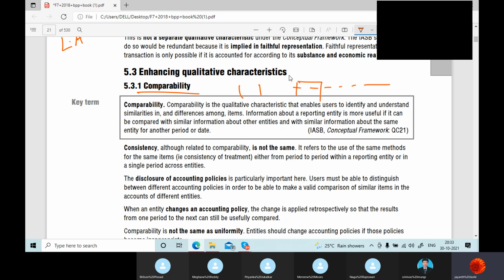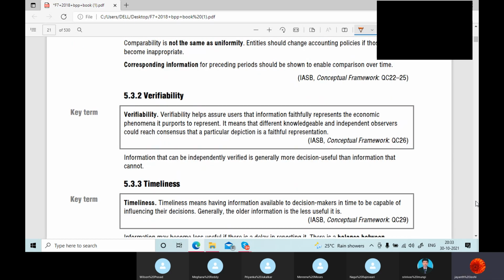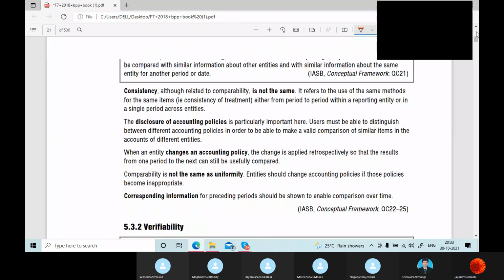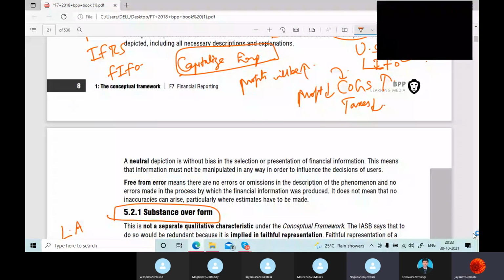For example, if in the first year we did depreciation, we were following straight line method. Second year we followed diminishing balance method. Do you think the comparison is easy here? And can they do that? Can they change the methods? Any one of you? Rajeshwari? No, sir, they can't change, sir.